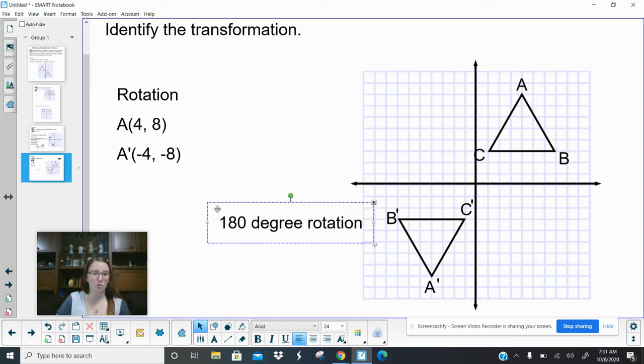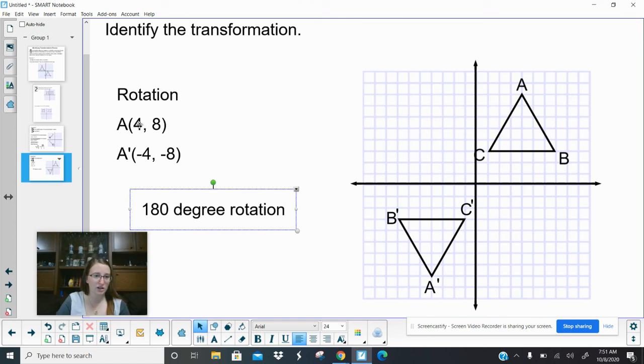All that happened was our signs changed. This was a positive, now it's a negative. This was a positive, now it's a negative. That's all that happened. Guaranteed, if the x and the y number is the same, it's a 180-degree rotation. Now the hard part is being able to focus when there are 3 shapes on the picture. But if you can focus from A to A prime, and then A prime to A double prime, using these strategies, I hope it will help out.